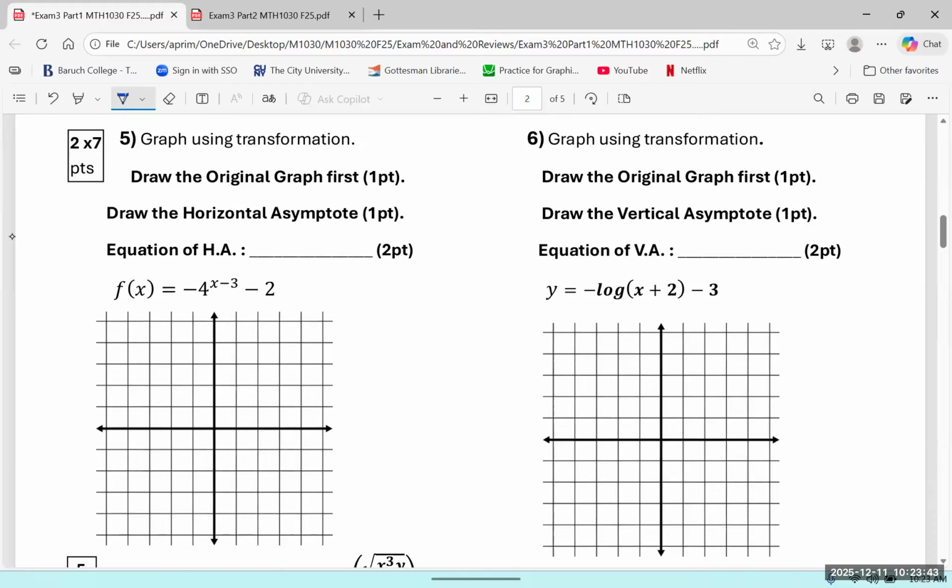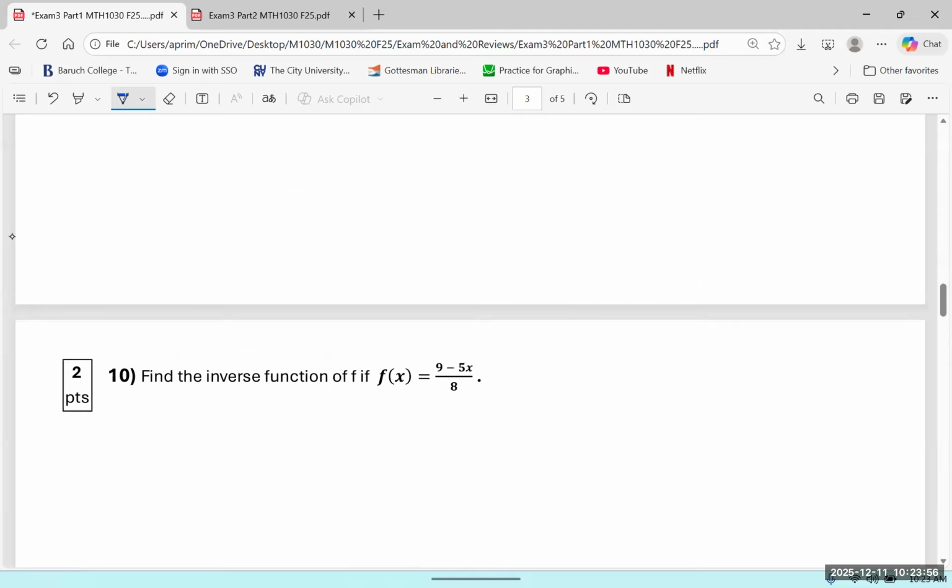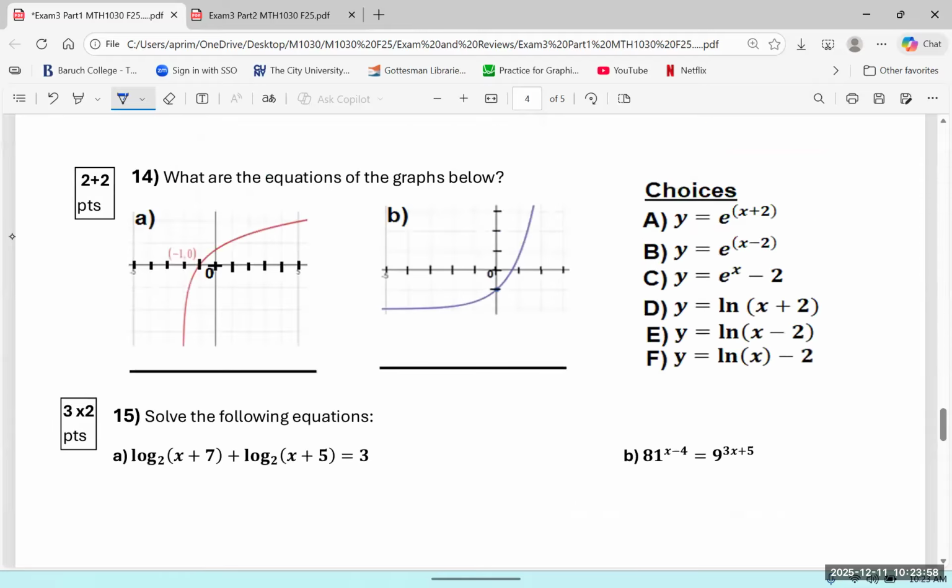Okay, so these will be in the exam. Either the exponential or the log. One of them will be in the exam. And they may ask you to graph it, or they'll give you the graph, and then you have to identify the question like this. Either the graph will be given and you find the equation, or the equation will be given and you have to graph it.